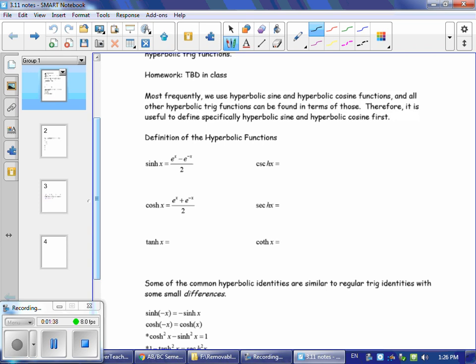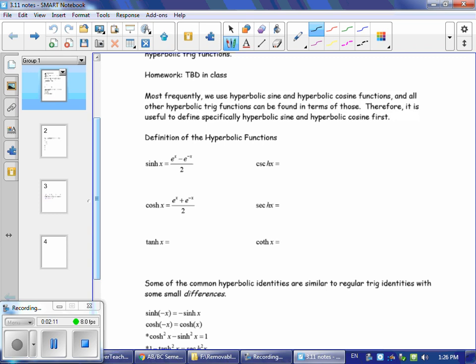Anyway, hyperbolic sine of x is defined to be e^x minus e^(-x), divided by 2. Hyperbolic cosine, pronounced "cosh," cosh of x, is e^x plus e^(-x), over 2. You can see that they're almost exactly the same. Hyperbolic sine is minus, hyperbolic cosine is plus.